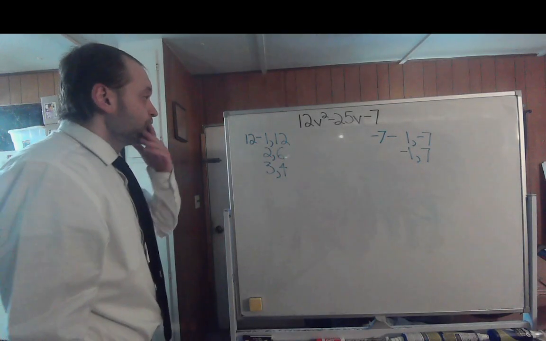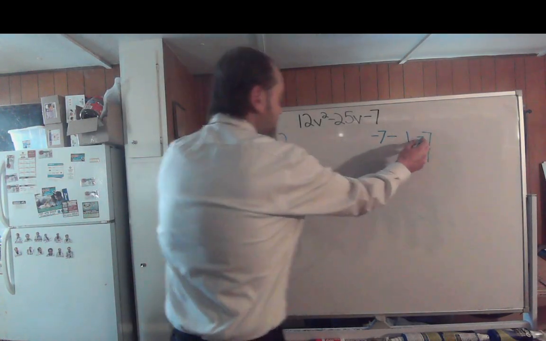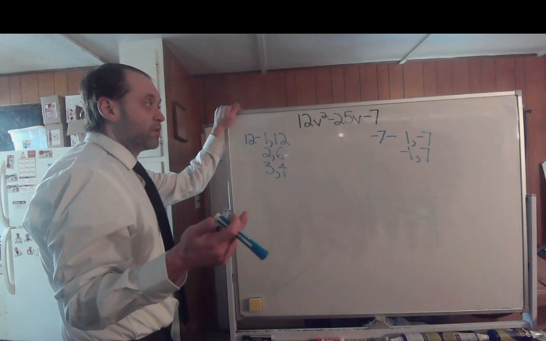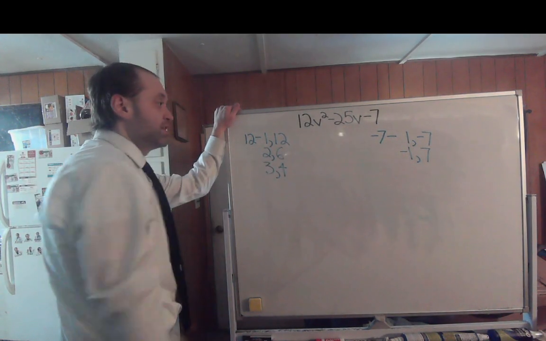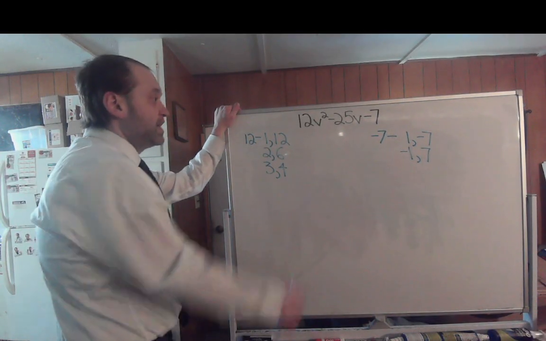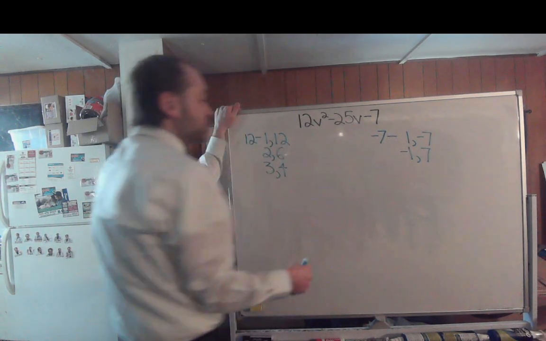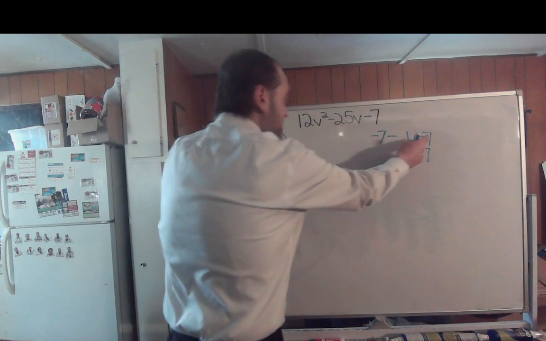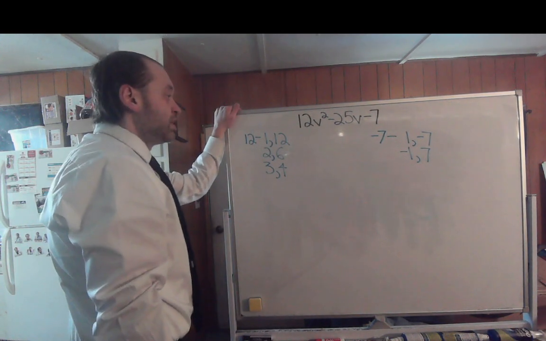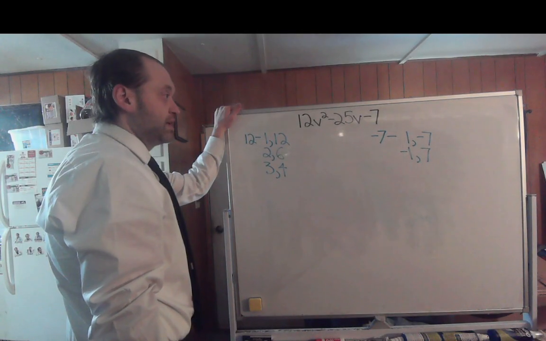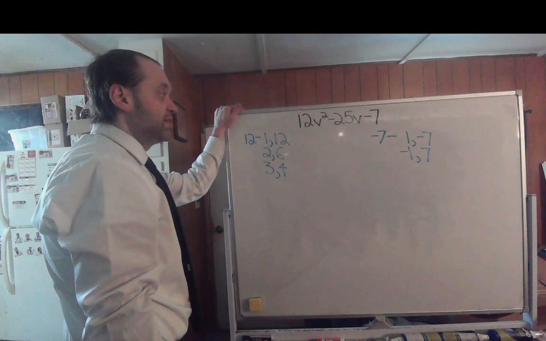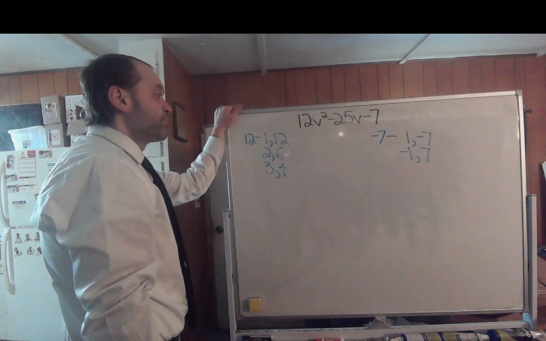So, well, we know 12 times negative 7 will give you negative 84. That would put you nowhere near negative 25. And if I did 12 times 1, that's going to give me 12, plus 1 times negative 7. That's going to end up giving me 12 minus 7, which is 5. Definitely not working.